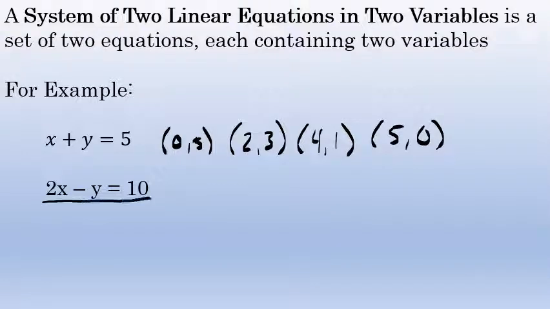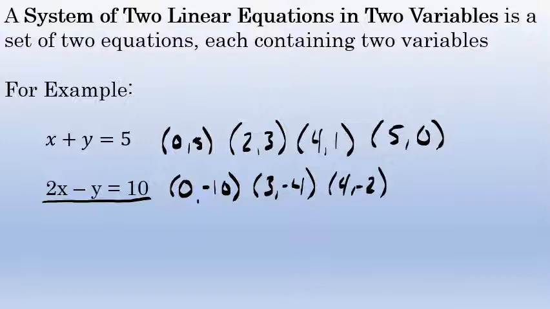2x minus y equals 10 also has an infinite number of solutions. For example, if you let x equal 0 and y equal negative 10, then 2 times 0 minus negative 10 does equal 10. 0 minus negative 10, or 0 plus 10, is 10. Another solution would be x equals 3 and y equals negative 4. 2 times 3 is 6, minus negative 4. 6 minus negative 4, 6 plus 4, is 10. (3, negative 4) is a solution to this equation. So is (4, negative 2). And so is x equals 5 and y equals 0.